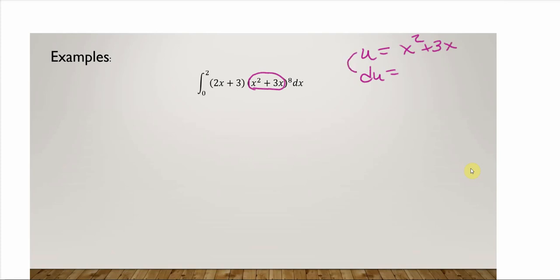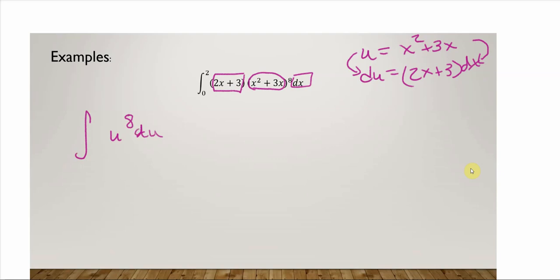Now the derivative of u is du, so the derivative of this side is going to be 2x plus 3. And let's not forget to put the dx. Okay? So now, this is part of my du, and this is part of my du. So I'm going to have the integral of u to the 8th du.